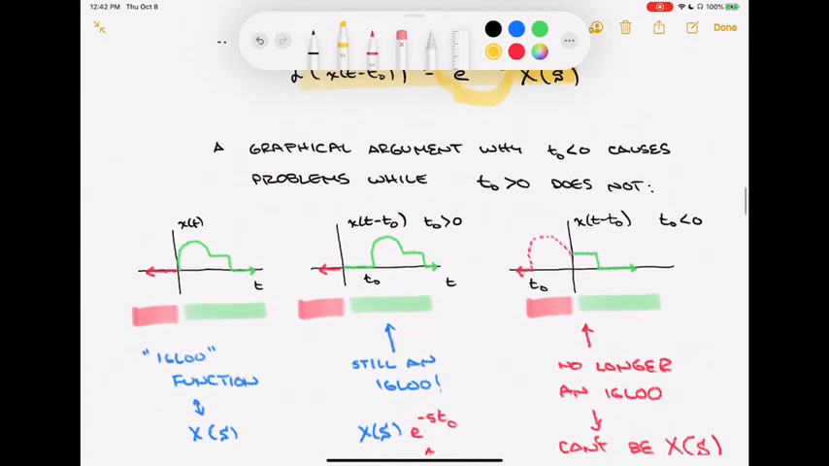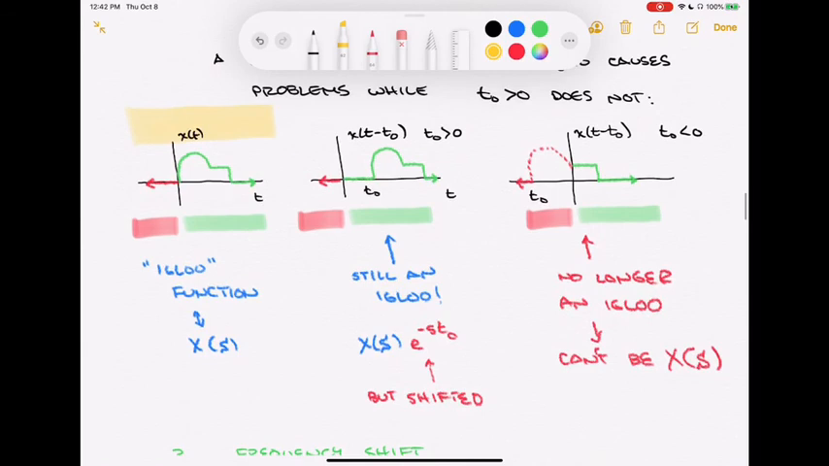I would like to take a few seconds here, though, to talk about a graphical argument, why the case for an advance when t0 is less than 0 can cause problems, but that the case t0 greater than 0, which is a delay, does not. So for me to do that, let's look at this first signal I have over here. I have a signal x of t that I call my igloo function. So it kind of looks like an igloo. You see this green waveform, and it sort of looks like an igloo.